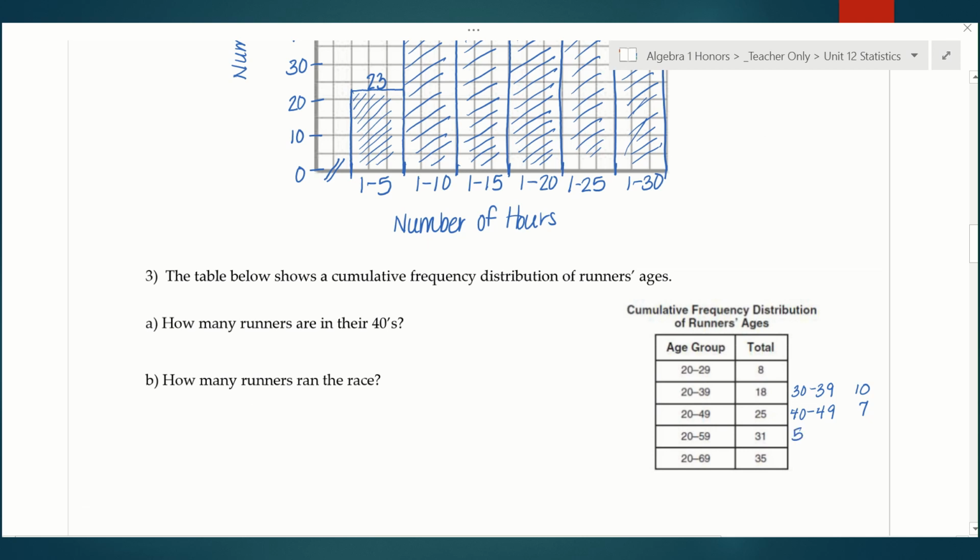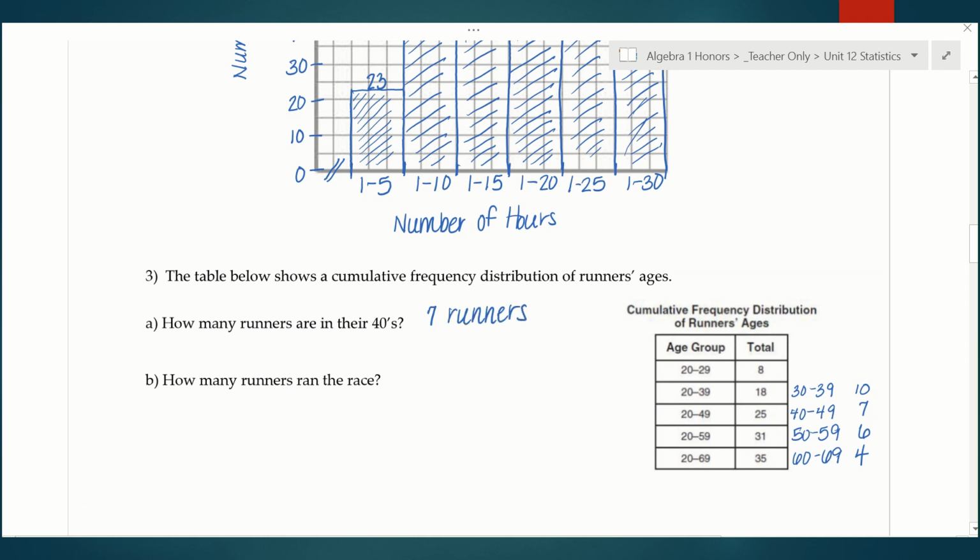I guess I'll keep going just to show you. So 50 to 59 would be the next one, and that would have had 6 people in it, 31 minus 25. And then our last interval, 60 to 69, would have had 4 people in it, 35 minus 31. Okay, so that's how you can work backwards to get it back to a regular frequency table. All right, so how many runners are in their 40s? There'd be 7, because we said that there were 7 between 40 and 49.